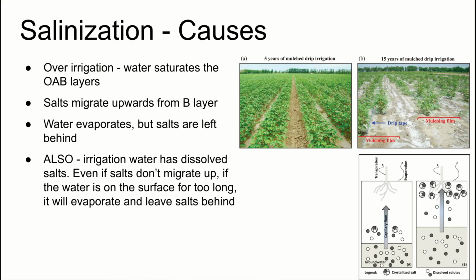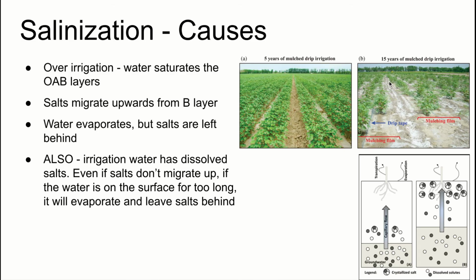Additionally, a really common cause of salinization is over-irrigation, which just dissolves salts straight from the surface. So we over-irrigate our field, giving it too much water, more water than it needed, and water is pooling on the surface for a little bit. That water staying on the surface evaporates, and it's not pure water, there's salts in it, so it leaves those salts behind.